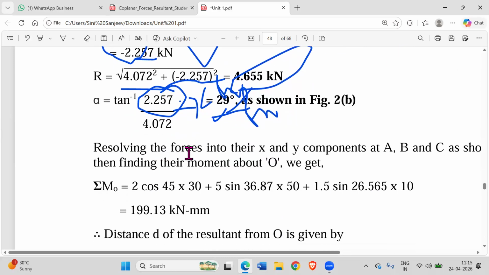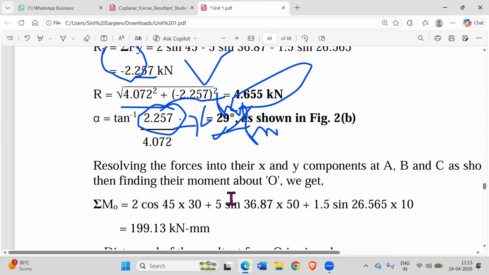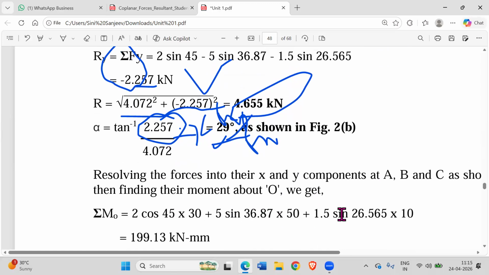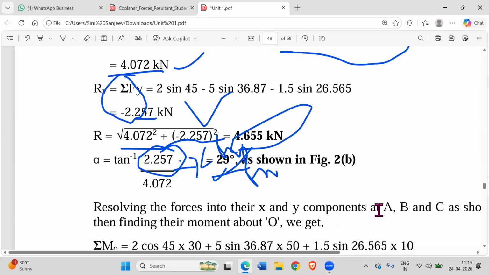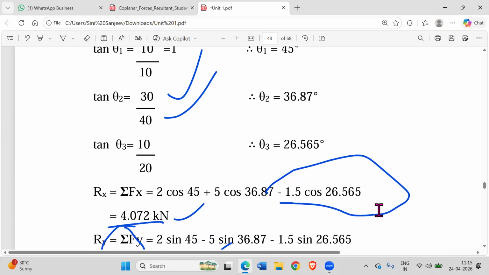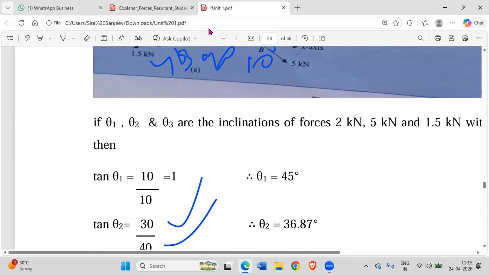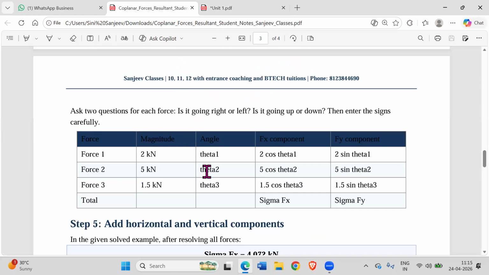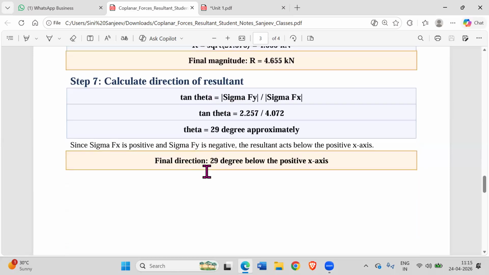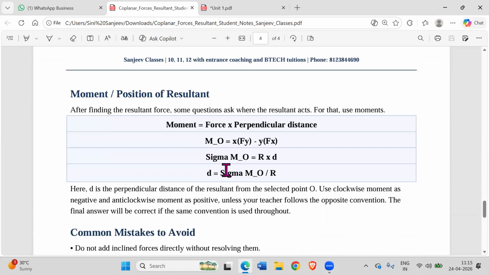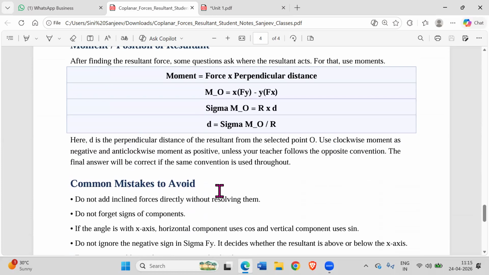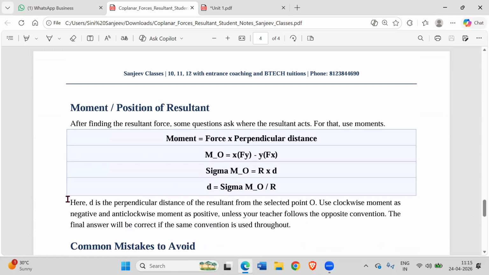Next one. Force 5 sine theta 2 into 50. The last one is into 10. Let me just share the PDF. So what is it basically? The MO, perpendicular distance of the resultant from the selected point O. Okay, so we use clockwise moment as negative and anti-clockwise moment as positive.